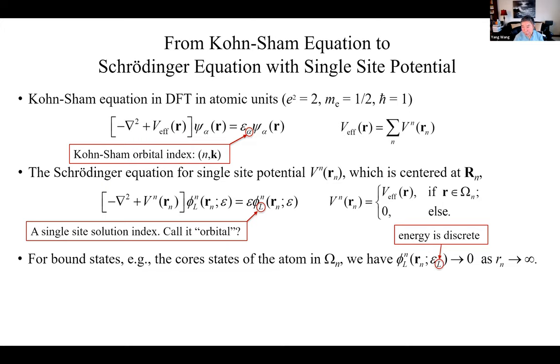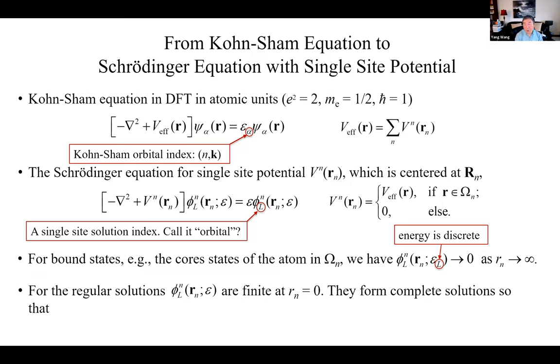So that energy becomes discrete. Okay. Now, of course there are many solutions for this single site potential. We are interested in the so-called regular solution, which is finite at the origin when r_n approaches zero. Of course, they form a complete set of solutions.